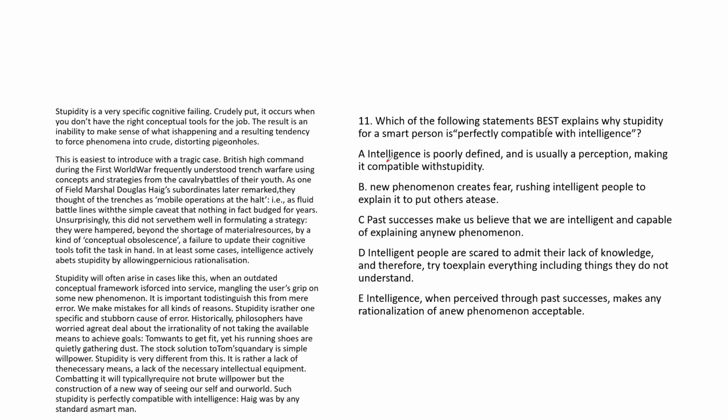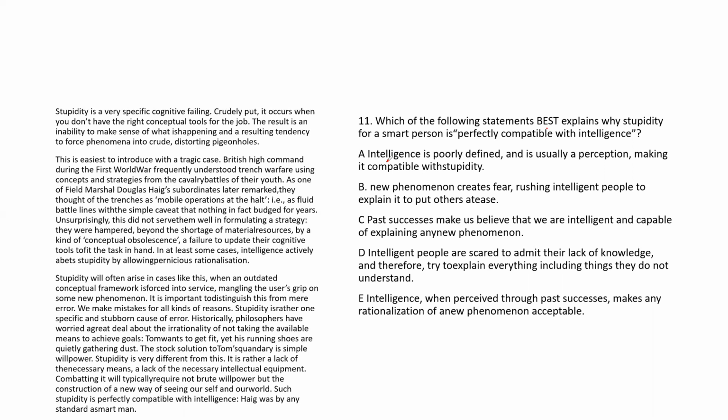Option B, new phenomena creates fear, rushing intelligent people to explain it to put others at ease. Option C, past successes make us believe that we are intelligent and capable of explaining any new phenomena. Option D, intelligent people are scared to admit their lack of knowledge and therefore try to explain everything, including things they do not understand. Option E, intelligence, when perceived through past successes, makes any rationalization of a new phenomena acceptable.